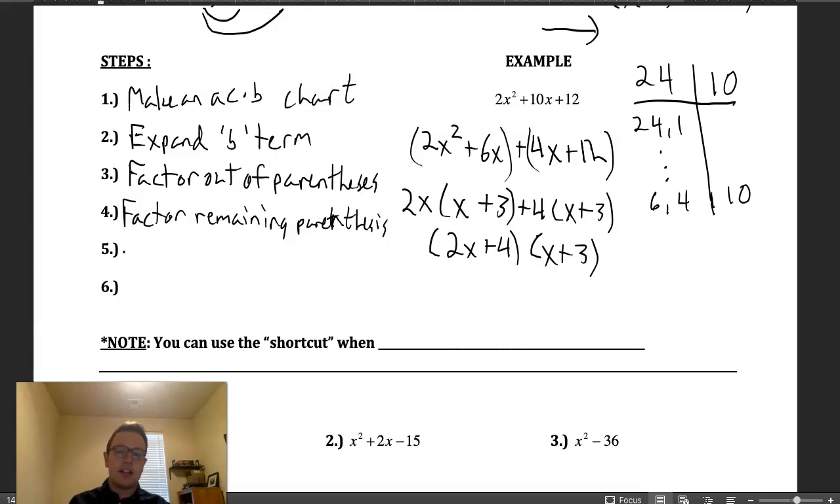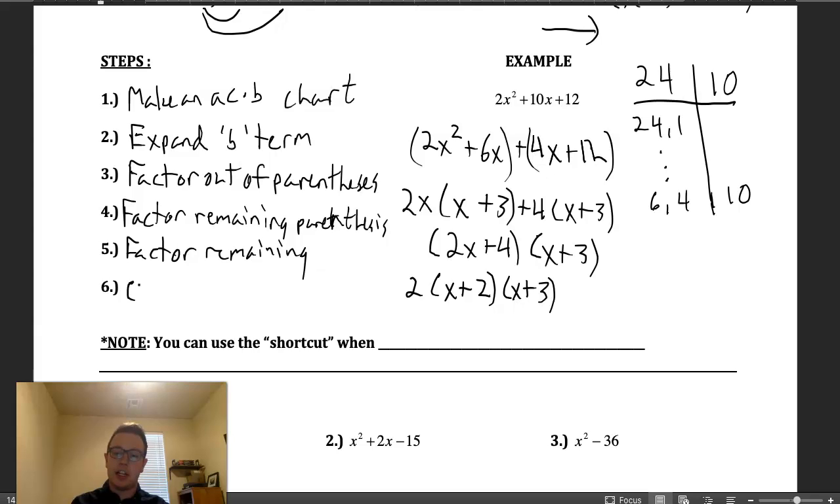Step 5, factor anything remaining if needed. So in this case, we have a 2x and we have a 4. Both of these terms are divisible by 2, so we can pull a 2 out in front, and we're left with 2 times x plus 2 times x plus 3.